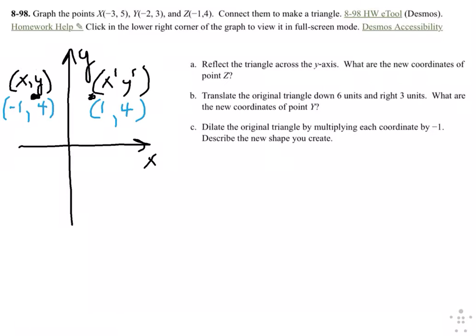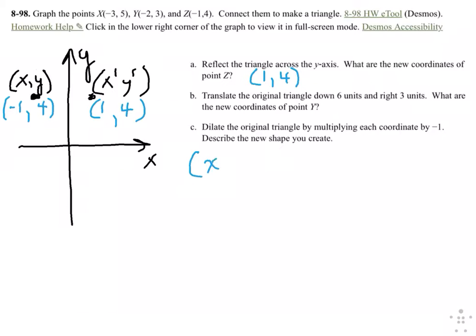So reflect the triangle across the y-axis. What are the new coordinates? The new coordinates are 1, 4. That's for part A. Okay, now B says take the original triangle, down 6 units. So let's think what this is. This is for B.